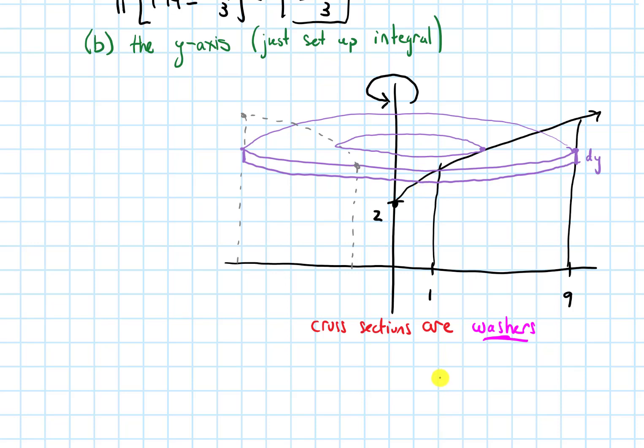Okay, so from the top view, there's a small circle, and then there's this larger circle. So the region we have is just the stuff that is in between the two circles.